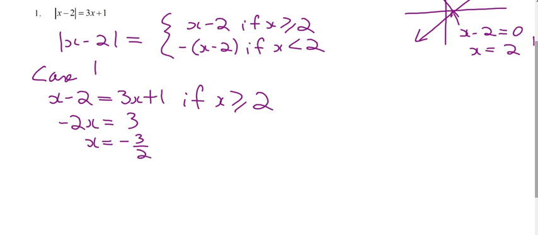Okay, if it's not valid, what's wrong with it? It should be greater than or equal to 2, right? We need an x value that's greater than or equal to 2. This is not greater than or equal to 2. It is less than 2, right? So we are going to say it's extraneous. All right, let's try case 2.